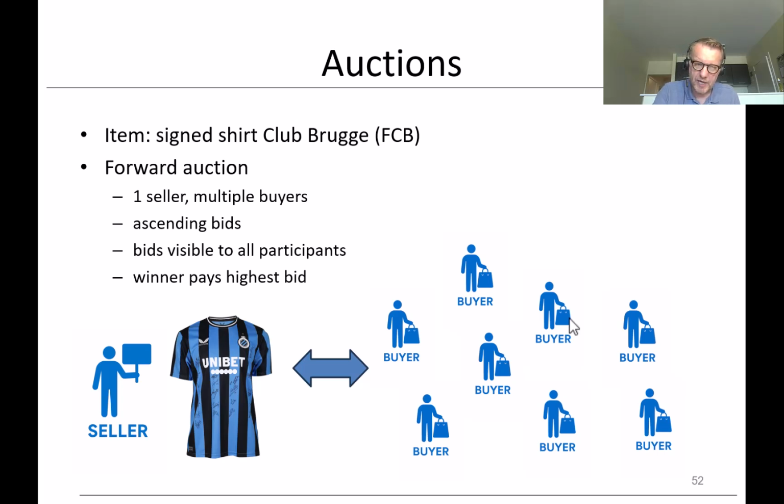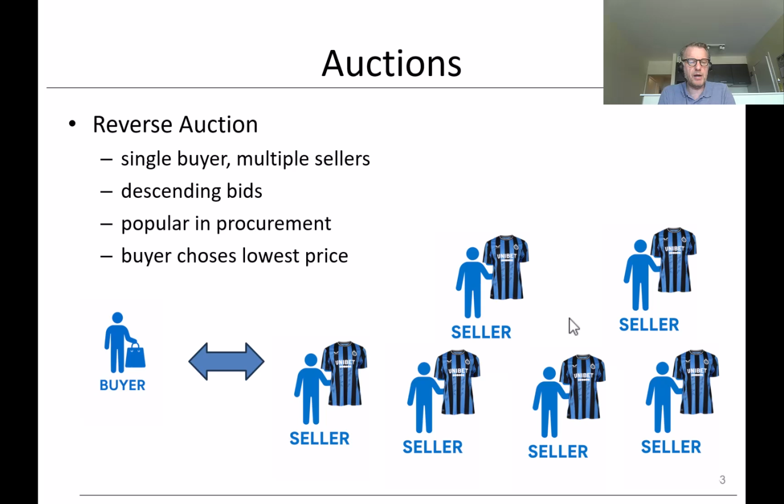Now let's say that the situation is somewhat different. I'm a buyer, I'm interested in a signed Club Brugge shirt, but there's many people offering signed Club Brugge shirts. Then I have a single buyer and multiple sellers, multiple people have that available. So the dynamics is a little bit different because I want to buy that shirt at the lowest price. So there will be a downward pressure on the price. That's what we call a reverse auction. Reverse auctions are particularly popular in procurement, where the buyer then chooses the seller that offers the product at the lowest price. There will be descending bids.